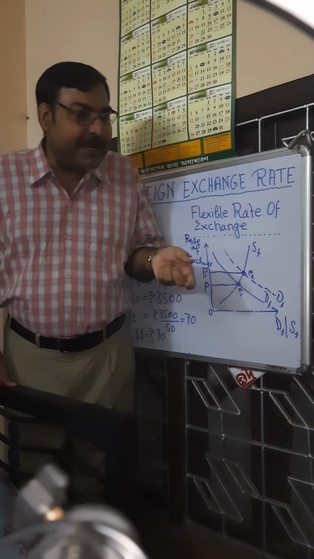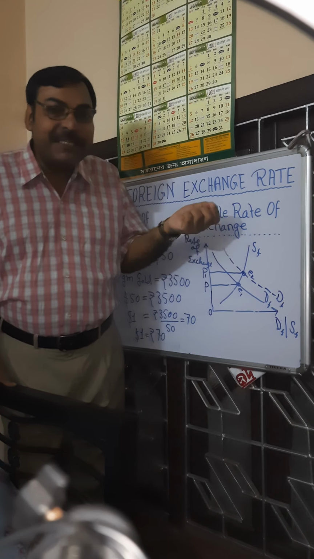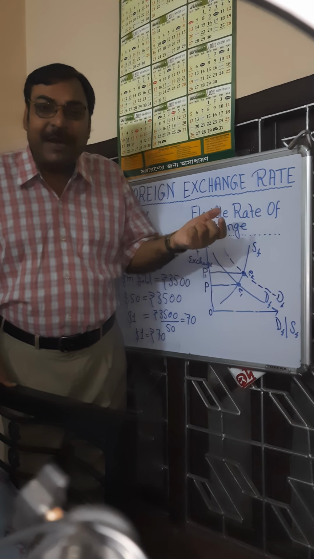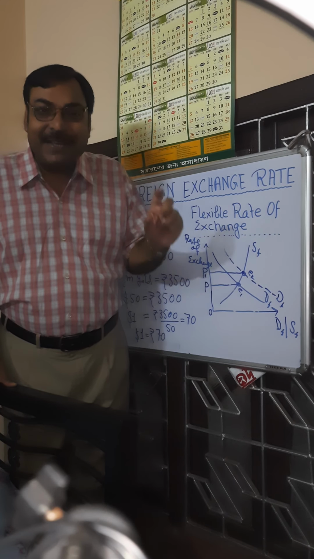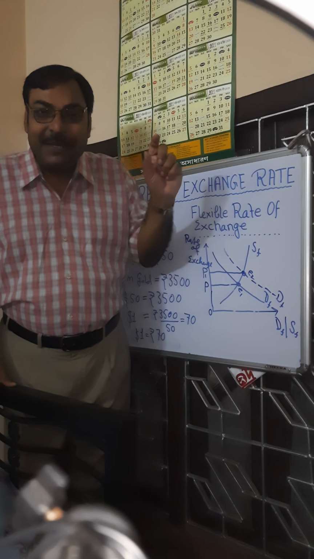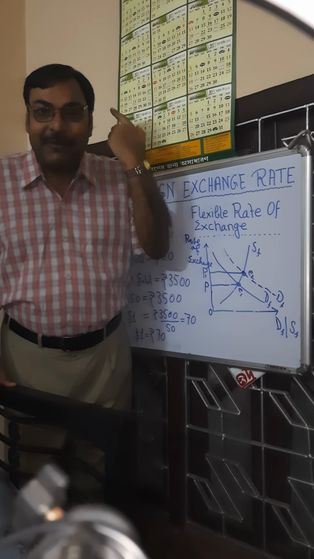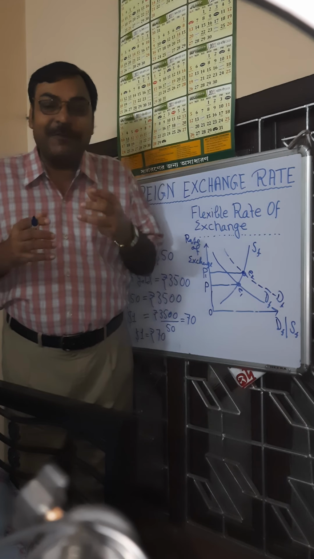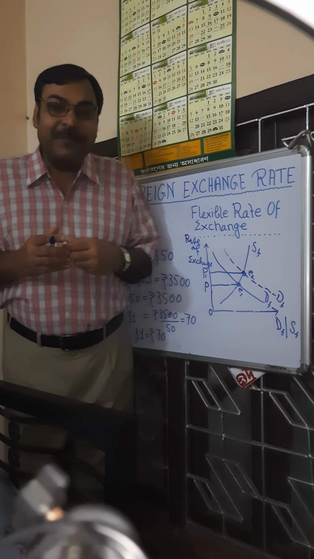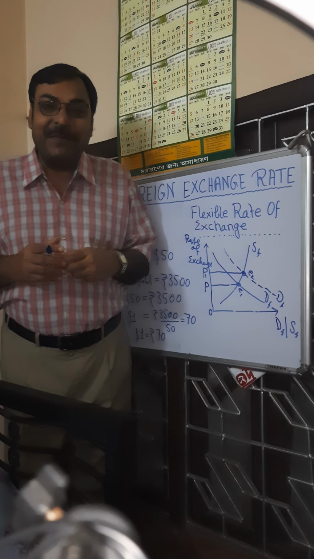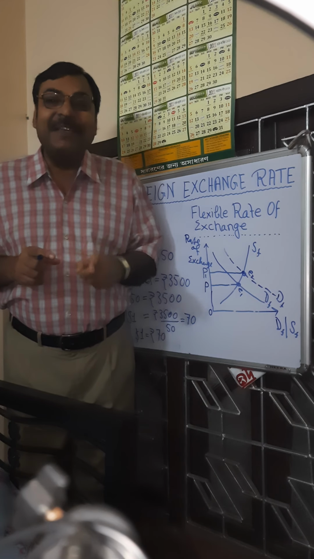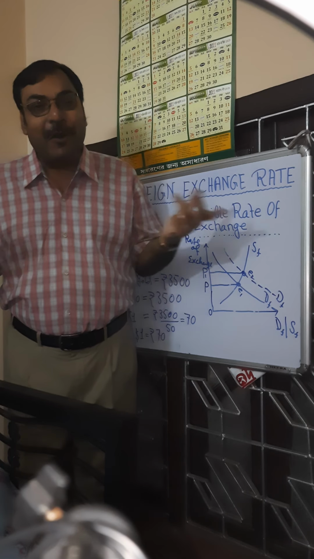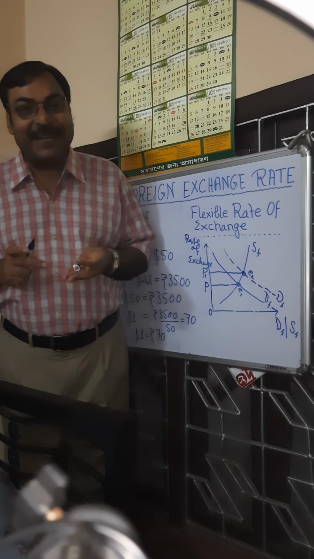So within a limited range, it is according to the flexible rate of exchange determined by market mechanism, but there is an upper limit and lower limit fixed by the government. So it is a mixture of the fixed rate system and the flexible rate system. The managed floating system is a hybrid system of determining the foreign exchange rate.